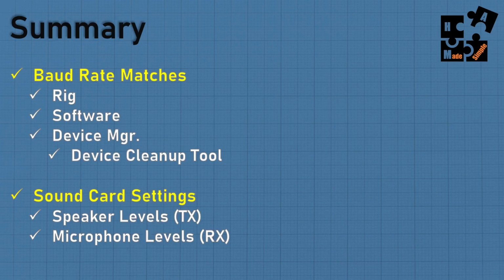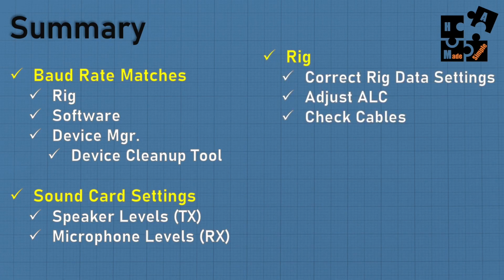Sound card settings, you're probably more often going to go into the speaker levels to try to adjust it versus the microphone levels. But the speaker levels, make sure you know how to do that, because that is a great tip in order to operate this more effectively. Rig, make sure your control data settings are correct. You can adjust the ALC, hit the tune button in Fldigi, and then with the adjustment at the bottom right-hand corner that I showed you, make the adjustment to get a good ALC. You'll get a better performance out of it.